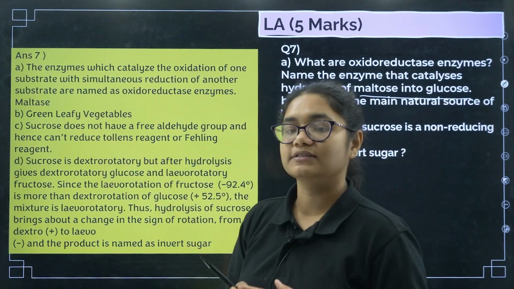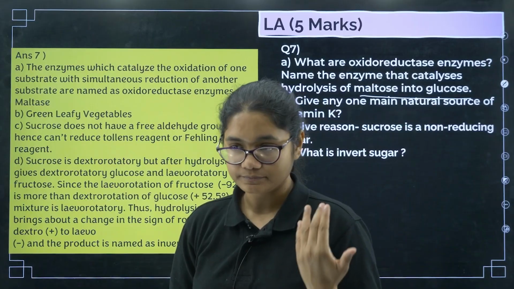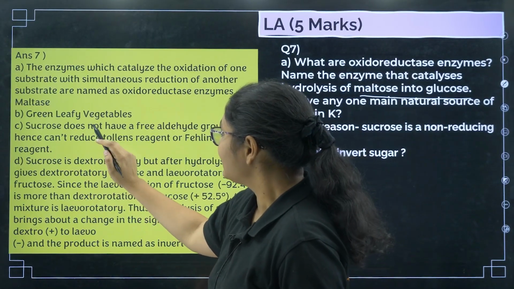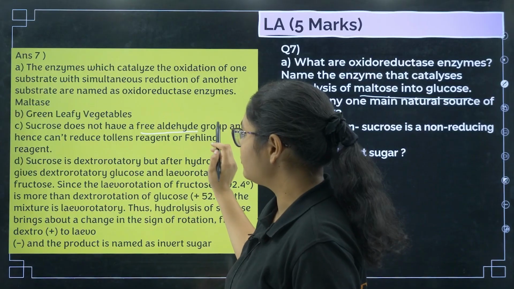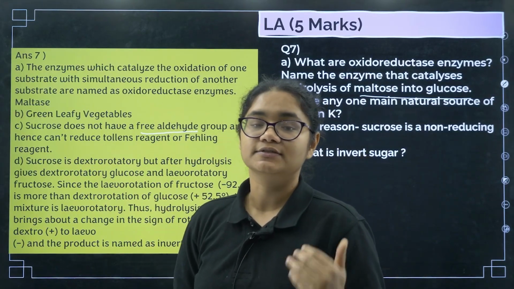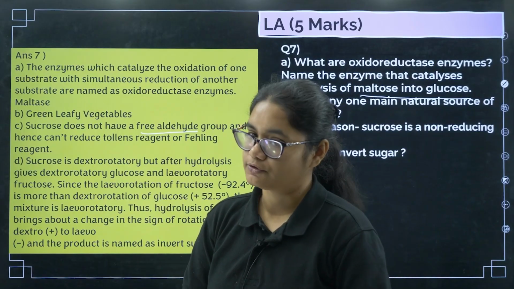Give reason. Sucrose is not a reducing sugar, because you can see sucrose does not have a free aldehyde group and hence it cannot reduce the Tollens reagent and Fehling's reagent, so it is a non-reducing sugar.